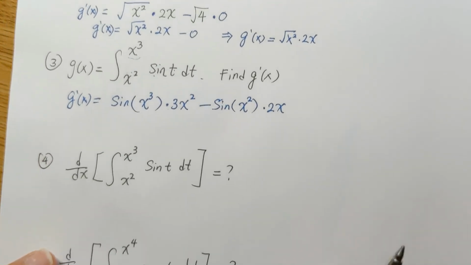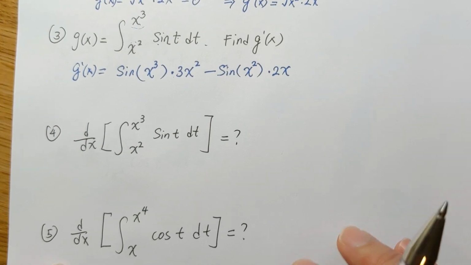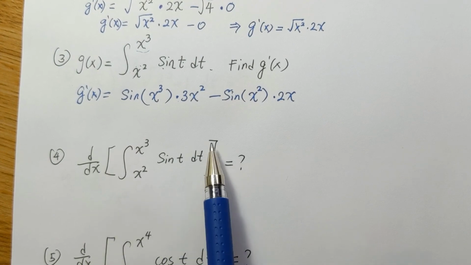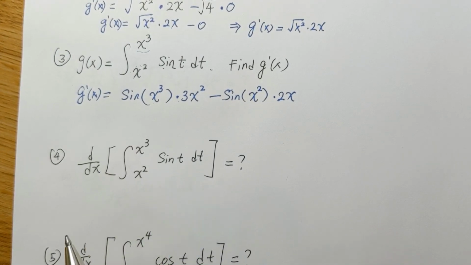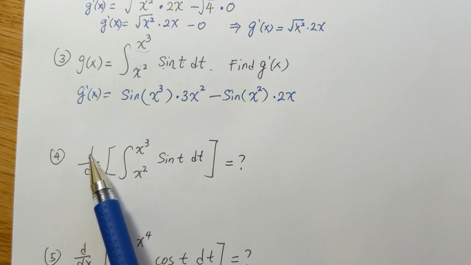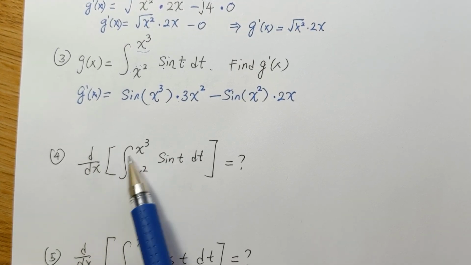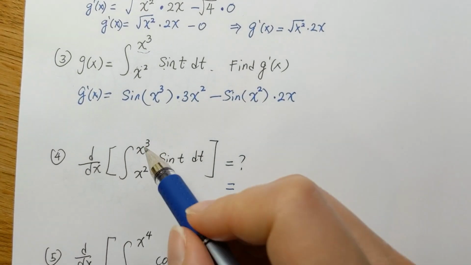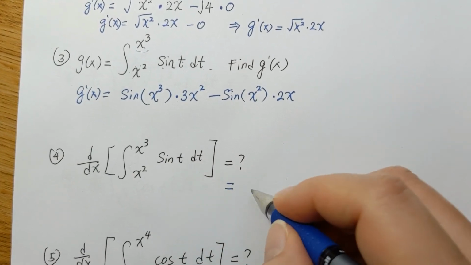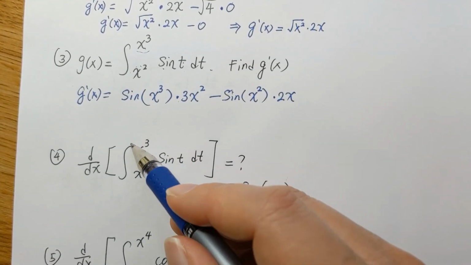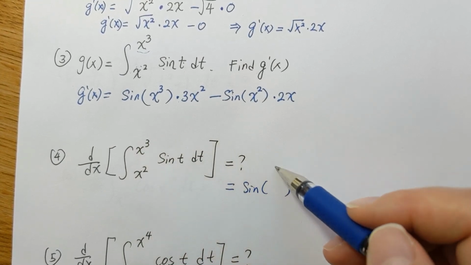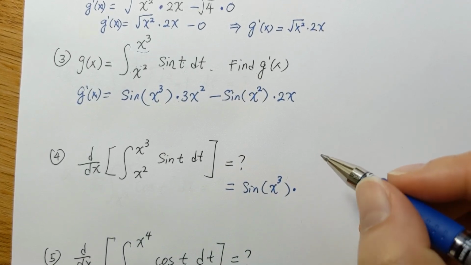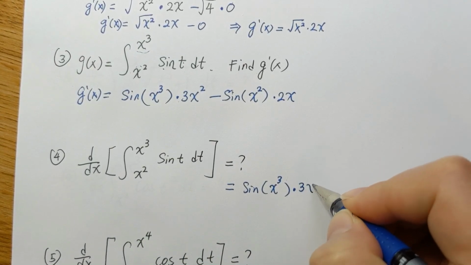Now let's take a look at number 4. Number 4, we omit the g of x. We just ask you to look at the right side. Just find the derivative of the integral. d/dx means find the derivative of the integral. So now what do we do? Same concept. Whenever you see the t, you put open parenthesis, and you substitute the upper limit into the t. So you put x cubed. And immediately you multiply the derivative of x cubed, which is 3x squared.